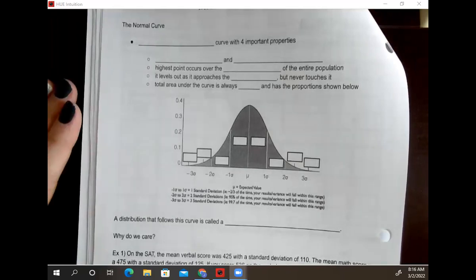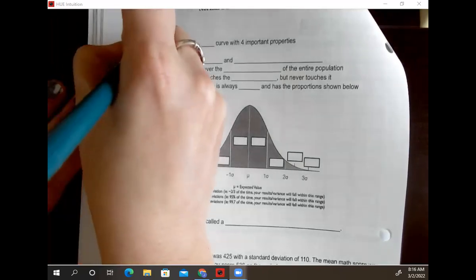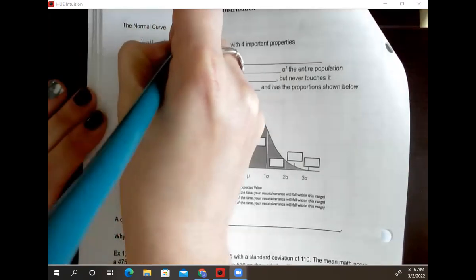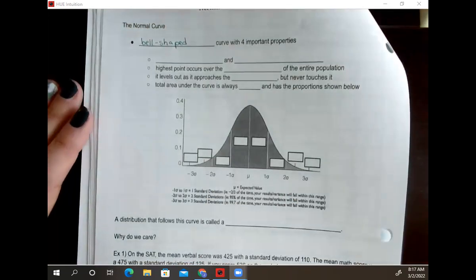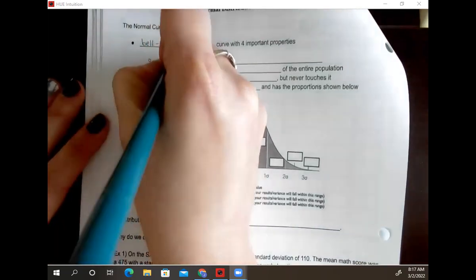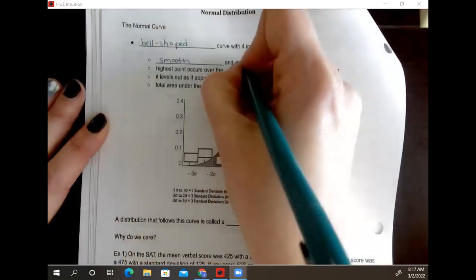So normal distribution follows something called a normal curve. A normal curve is bell-shaped because it looks kind of like a bell. It's bell-shaped and it's got four important properties. The first of these properties is that a bell curve is smooth and symmetric.